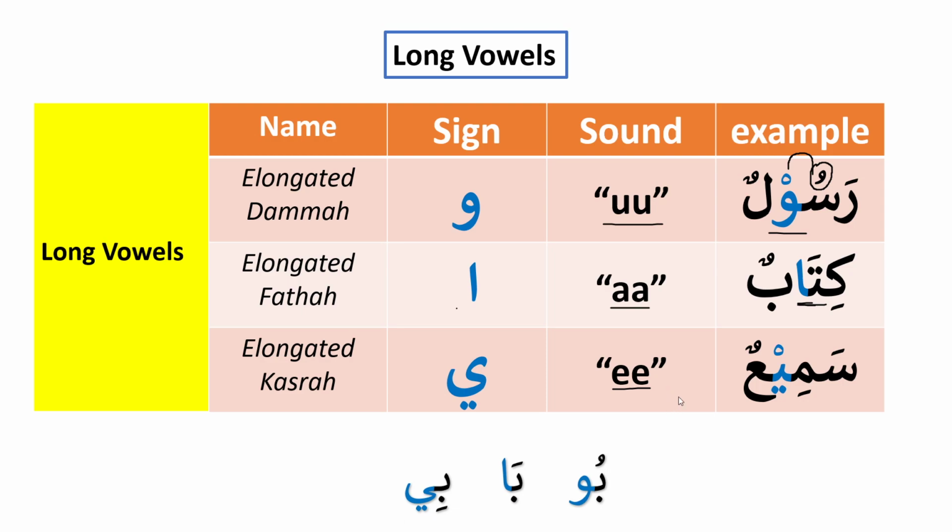And now again, for your practice, I have just given the example of Wow or Bu, Ba, Bi, but you can practice all the letters, starting from Ba, Bu, Bi, Ta, Tu, Ti, all of them, so that you are able to master them. And this is very, very important, for two reasons. Number one, for learning Arabic, and number two, when you are reciting the Quran, this is also very, very important.